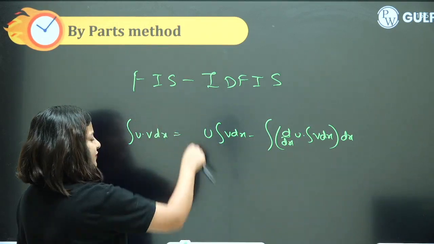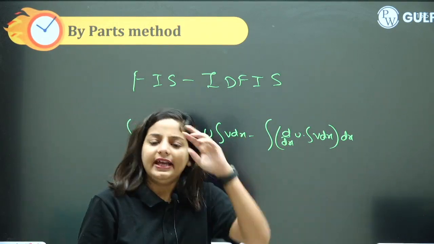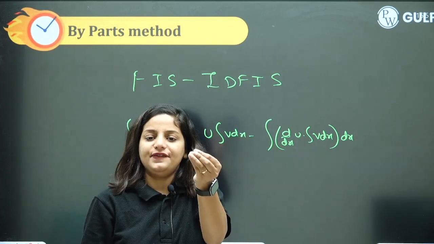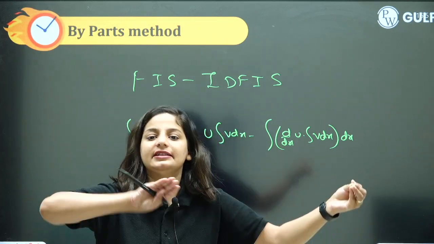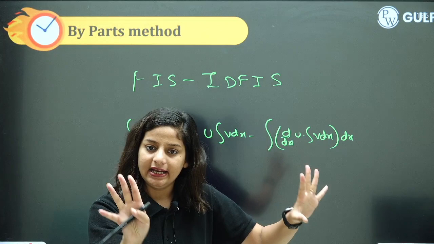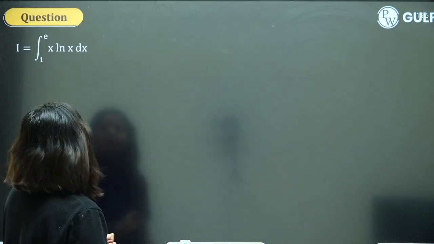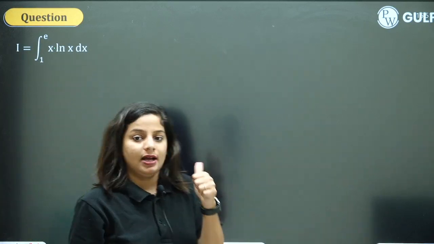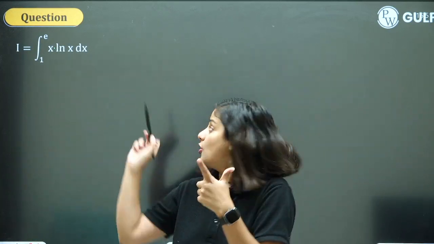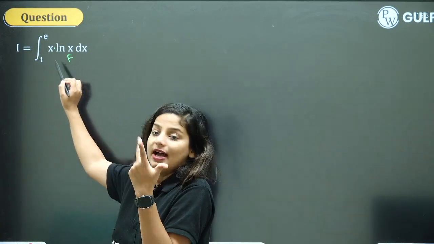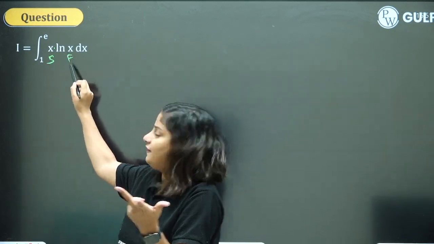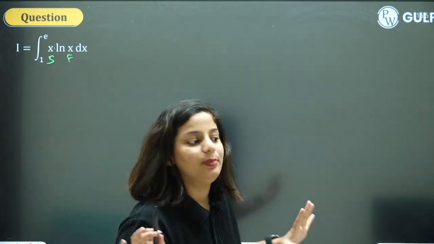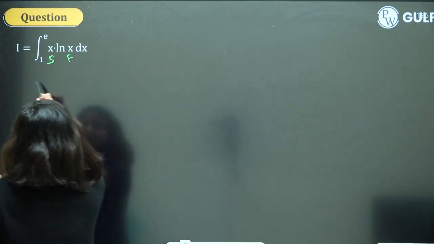And whenever you're confused what should be first and second, ILATE is not helping you, take the first term which is easily differentiable. Take the second term which is easily integrable. Example here. ILATE: logarithmic, algebraic. So my first term should be ln x, second term should be x. Can we apply the formula? Everybody, are you ready?